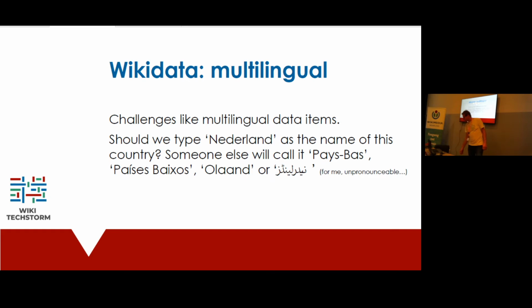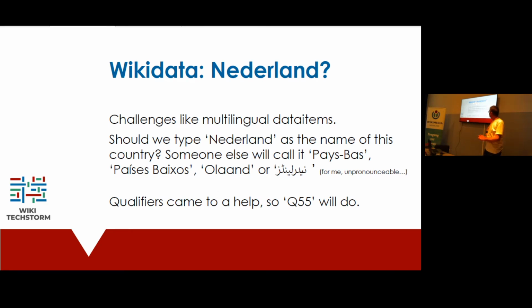And one of the challenges: multilingual. If I say Maxima, Queen of the Netherlands, I can type Nederland in Dutch, but for someone who speaks English, what's Nederland? But do I have to put in also Pays-Bas, whatever? No, we found a solution for that. We made identifiers. Wikidata is a bunch of identifiers. Q55 is for Nederland, the country, not for the kingdom. That's another number. And we put all the information in there.